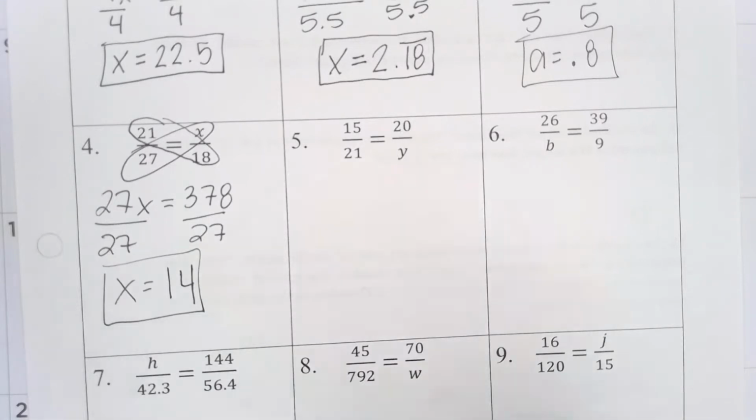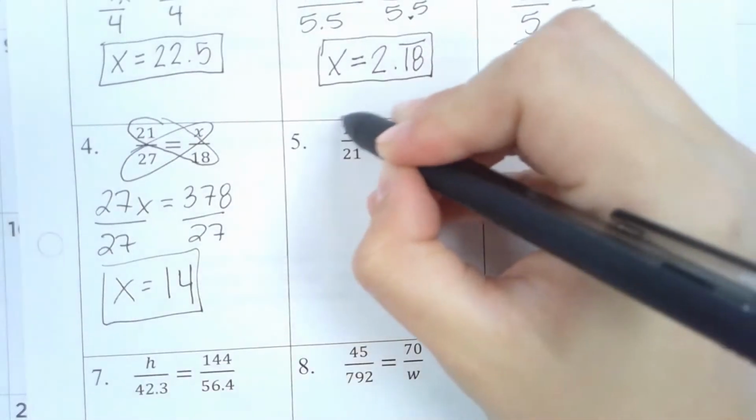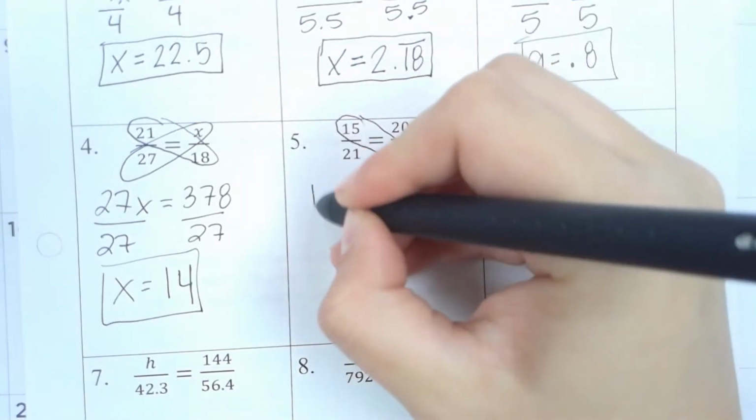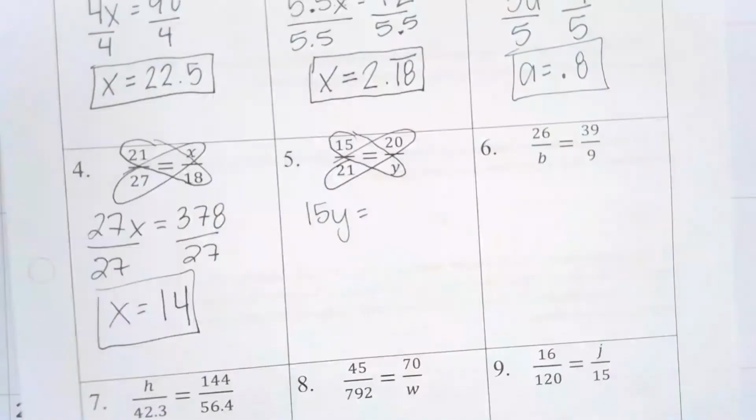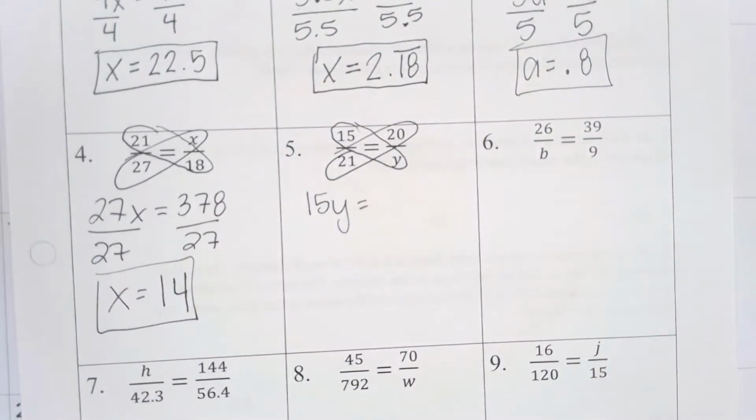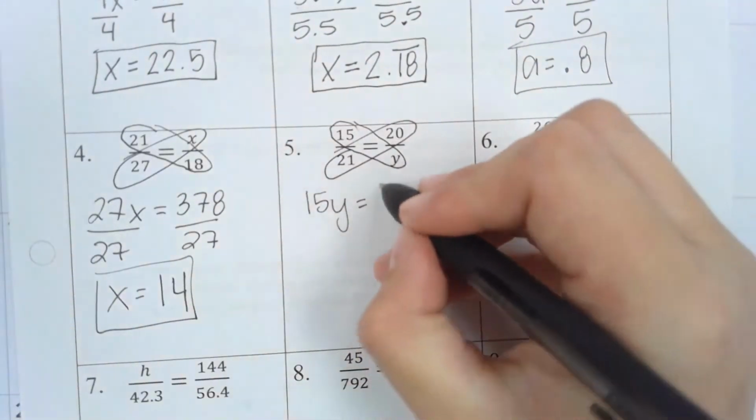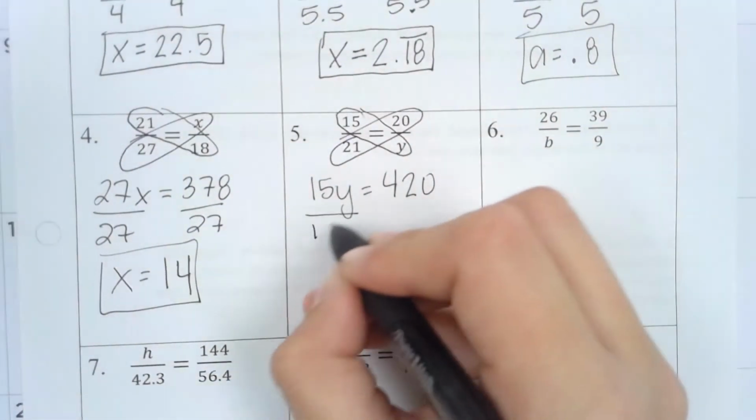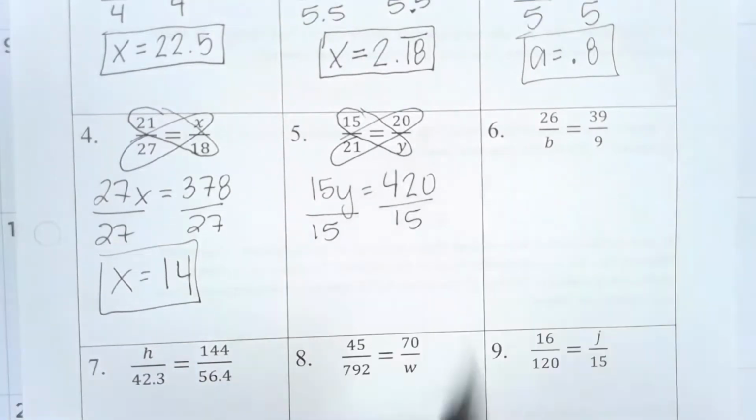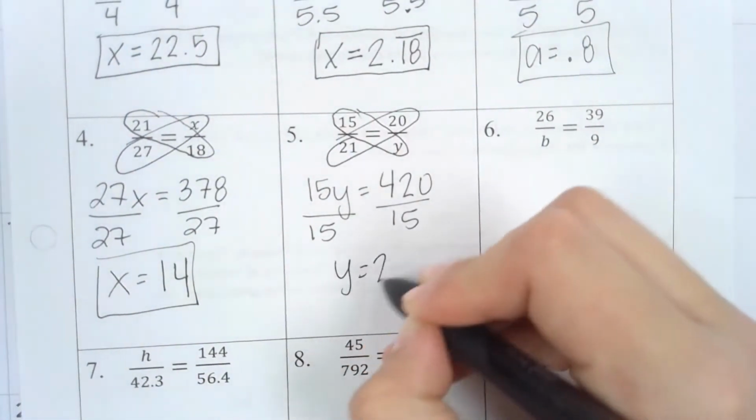Alright, next one. So again, cross multiply. So 15 times y is 15y. Cross multiply the other side. So 21 times 20 is 420. And then last step is to divide by that 15 on both sides. And we get y equals 28.